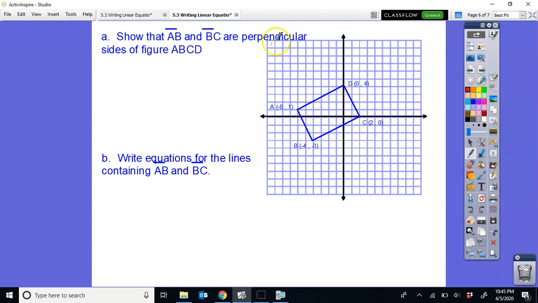And I'm going to come back, I want to talk about this word too here in just a little bit, perpendicular. But I want you to find the equation of the line for line AB. So from here down to here, I want you to find the equation of this line right here. So pause the video and try that real quick.